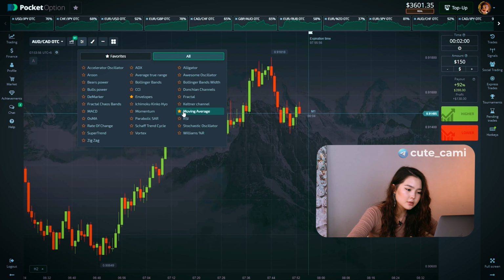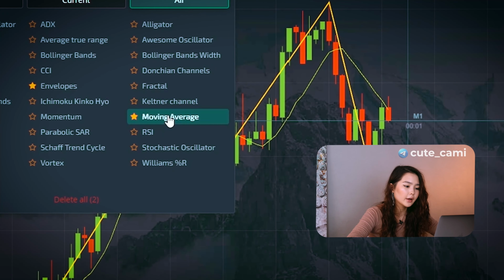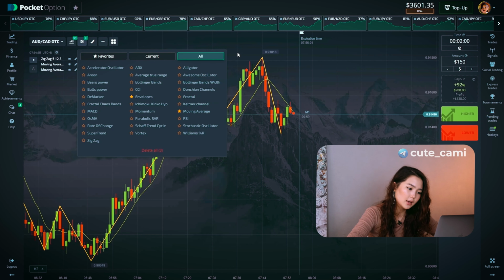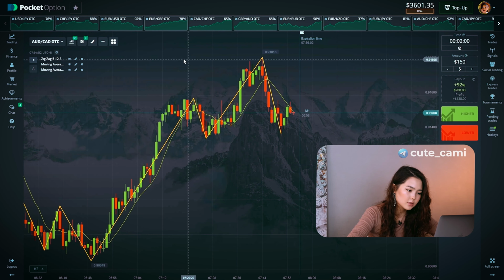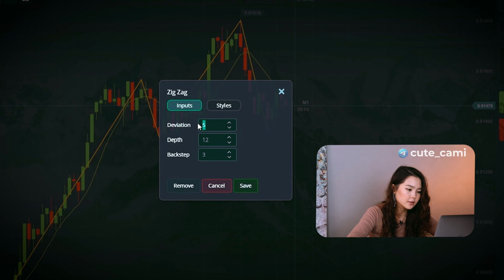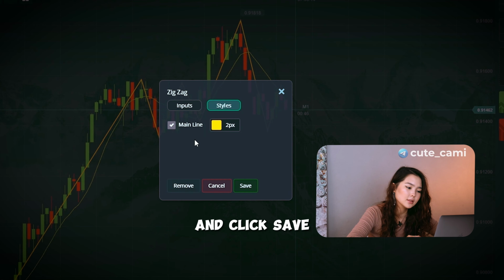Next, go to the Indicators tab and select Zig Zag and Moving Average twice. That is, in total we will display 3 lines, the Zig Zag indicator and 2 moving averages. Choose settings for the Zig Zag indicator: deviation 5, depth 3, backstep 3 and click Save.